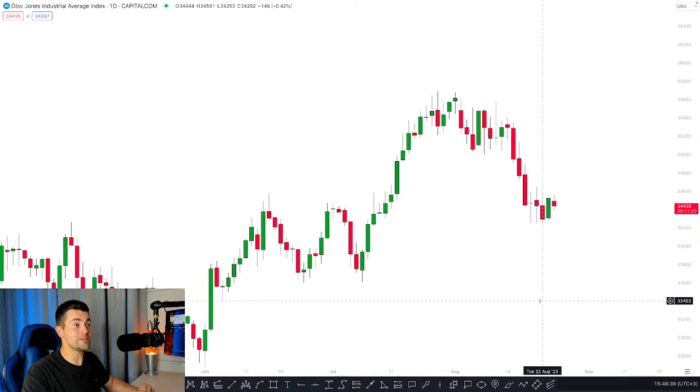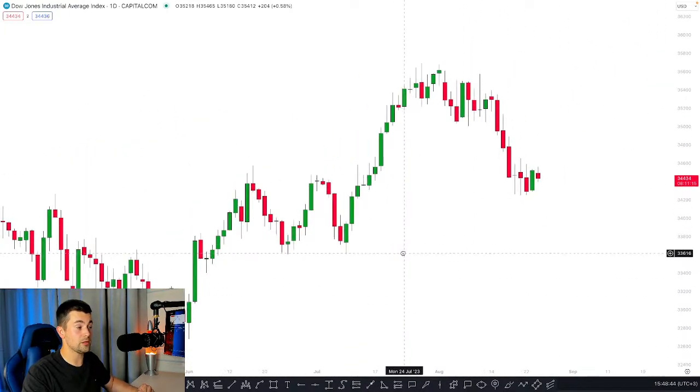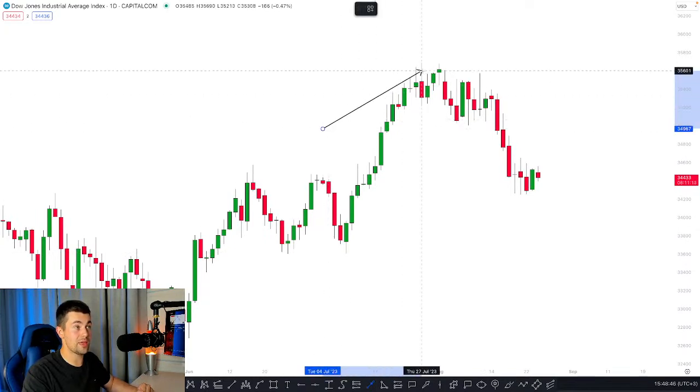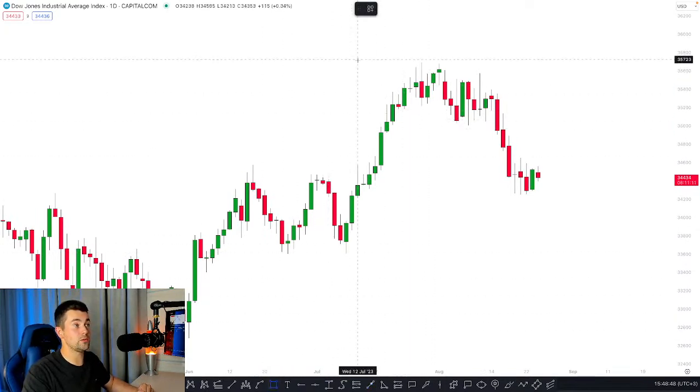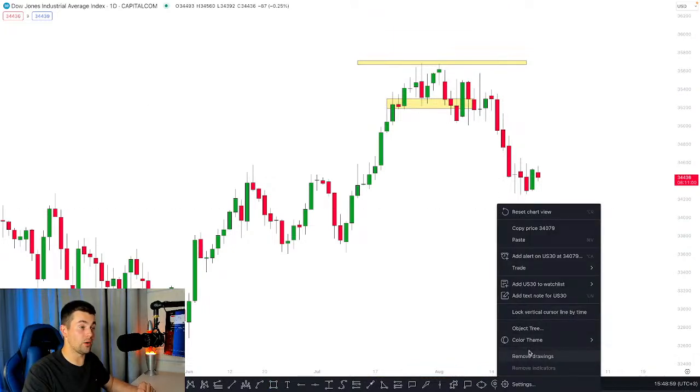So on US30 index, again, bullish trend. We are trading in a bullish trend. We reached that high. We started to consolidate here. We formed the double top. We violated the neckline of the double top. And then, as I predicted, the market dropped.